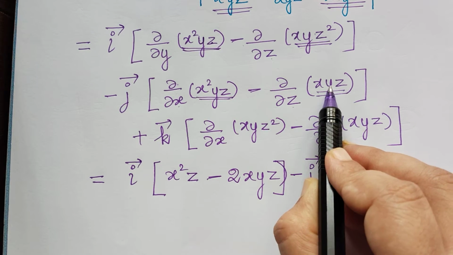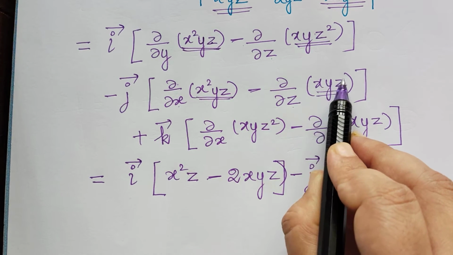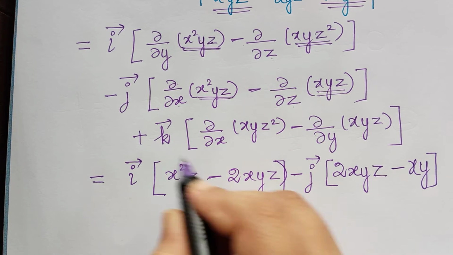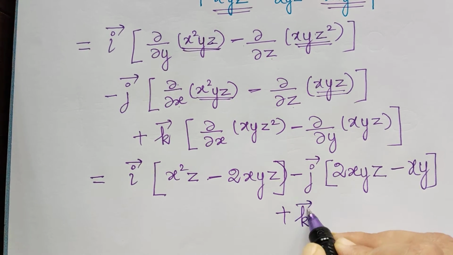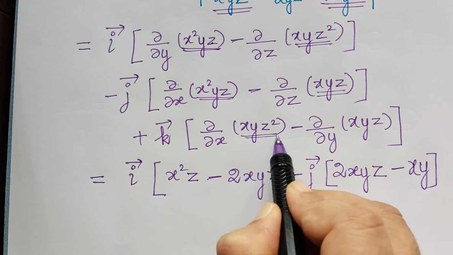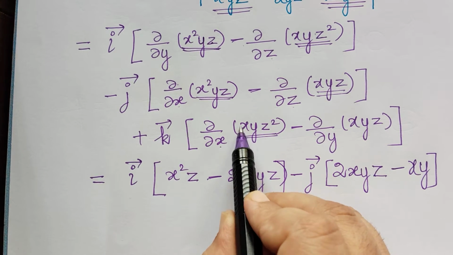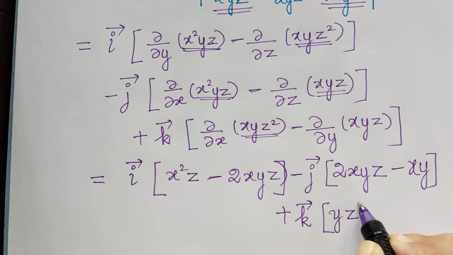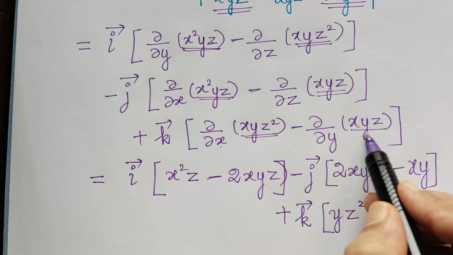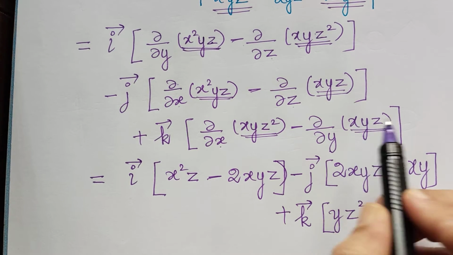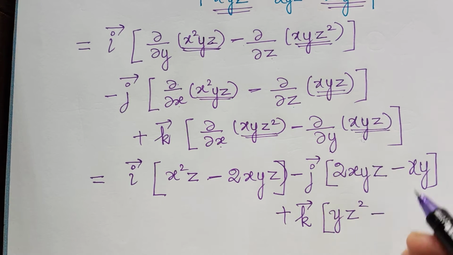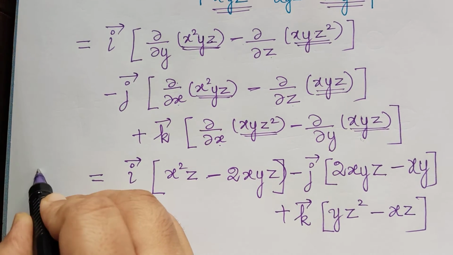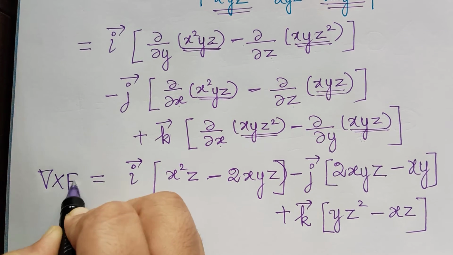xy will be constant, so they come as it is, and the differentiation of z is 1. So we will have xy. And then plus k vector multiplied with the partial differentiation of this with respect to x: differentiation of x is 1, so y and z square are constants and come as it is, minus the partial differentiation of this with respect to y: x and z are constants and the differentiation of y is 1, so we get xz. So this is the curl, that is nabla cross f vector.